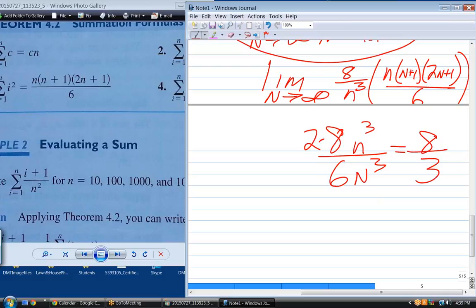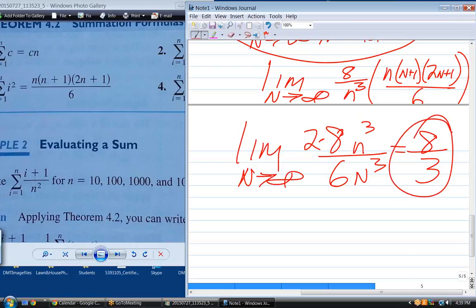In other words, that first step, you multiply n times that, you get an n squared. Now when you multiply n squared times 2n, you get a 2n cubed. So there's my 2n cubed. And then I multiply it by 8 and divide it by n cubed, and I throw in the 6, so I get this. And when I take the limit of that, as n goes to infinity, it goes to 8/3.